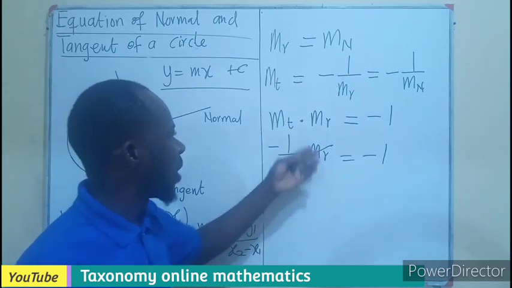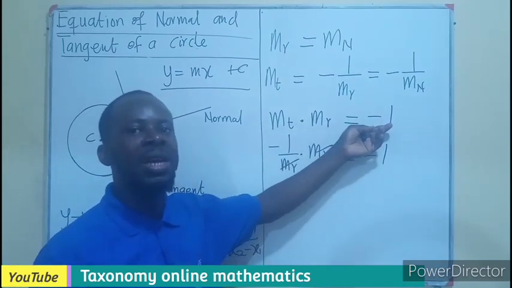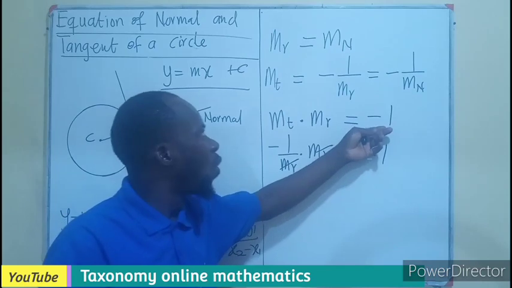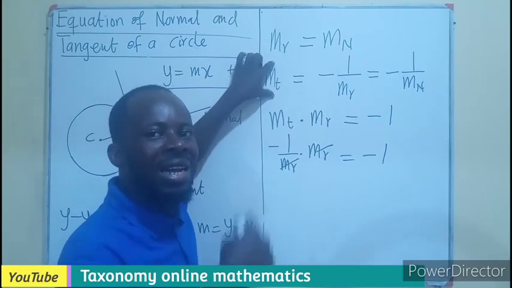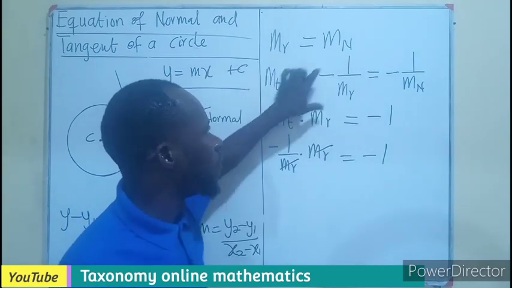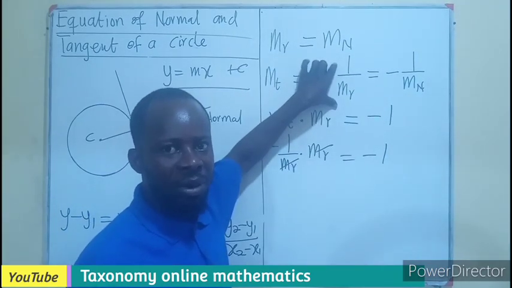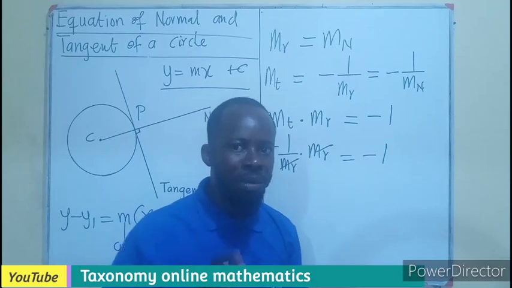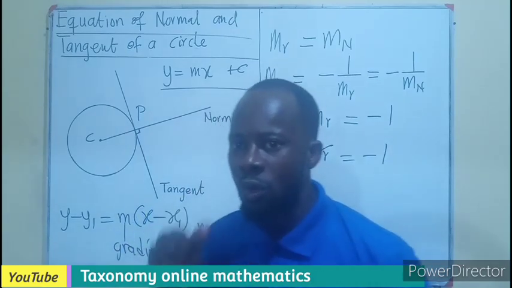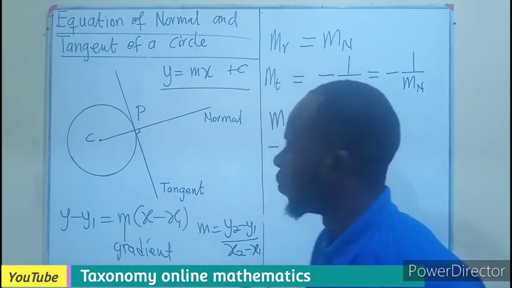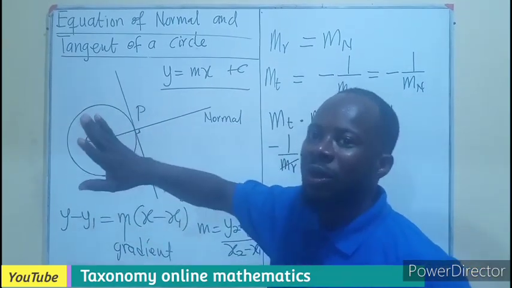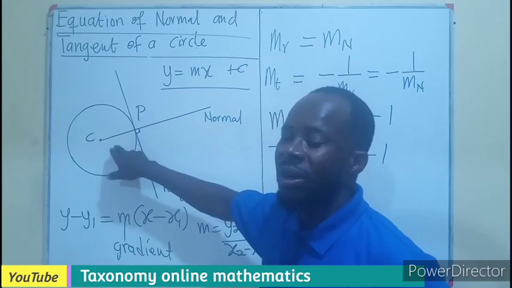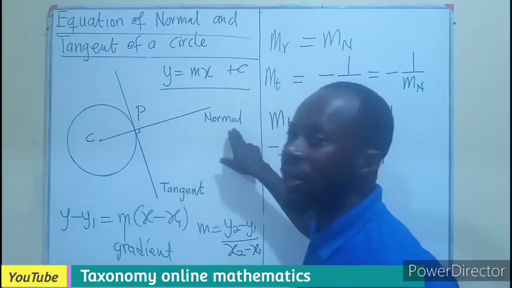So either you multiply the two gradients to get negative one and make one the subject, or just have one, which is the tangent, being the negative reciprocal of the other. I believe this point is clear. These are the two main points we are going to be holding key to our calculation. The gradient of a normal and that of the radius are the same. So the moment I know the gradient of the radius, then I know the gradient of the normal.